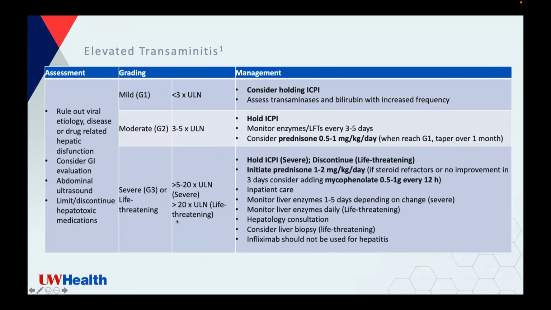And then more severe and life-threatening, we're 5 to 20 times the upper limit or greater than 20 times the upper limit. We're holding and potentially discontinuing if it's greater than 20 times, initiating prednisone 1 to 2 mg per kg per day. And then if the patient's refractory, if they're not really having any effect from the steroid in the first few days, we're adding in mycophenolate. So overall, we're really focusing on how high above the upper normal limit are the transaminases, and then managing from there.